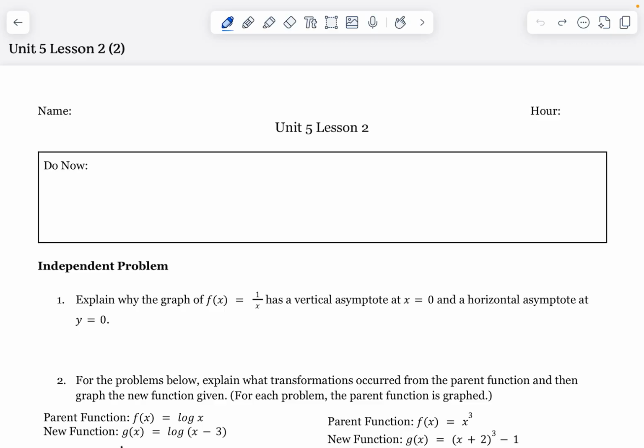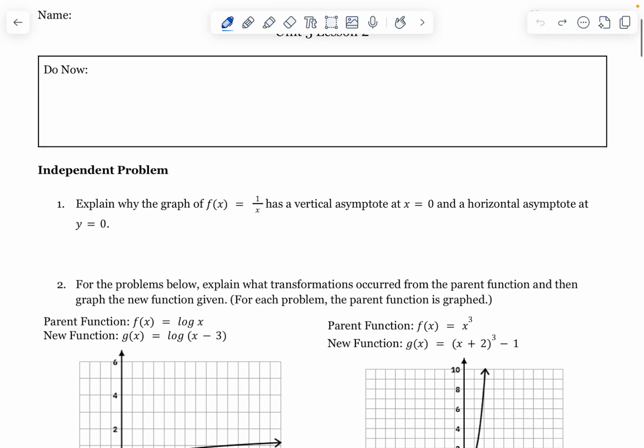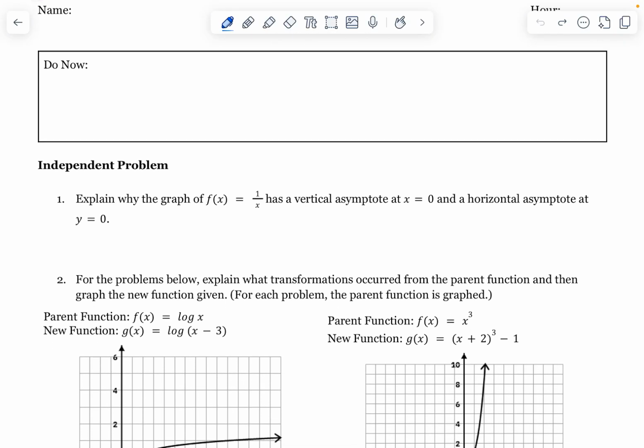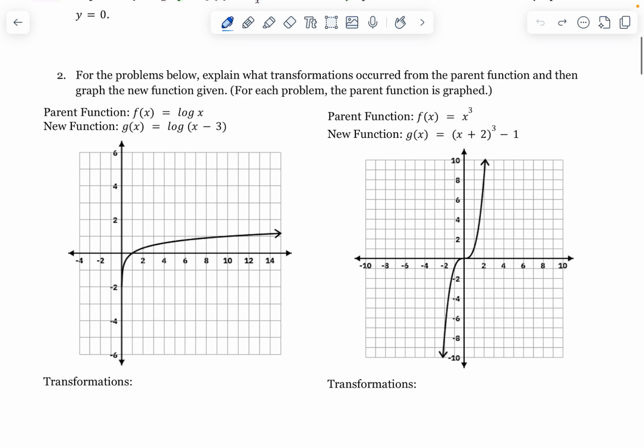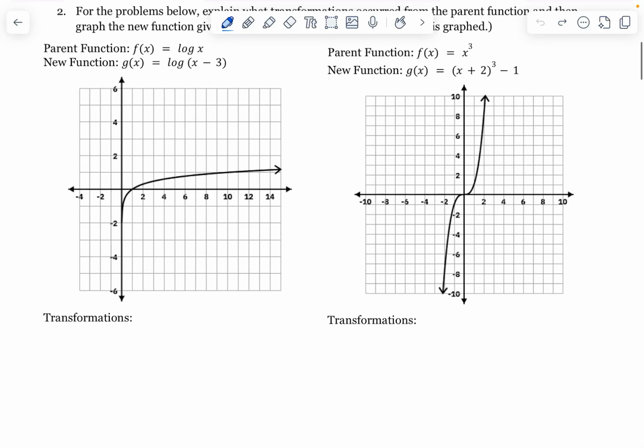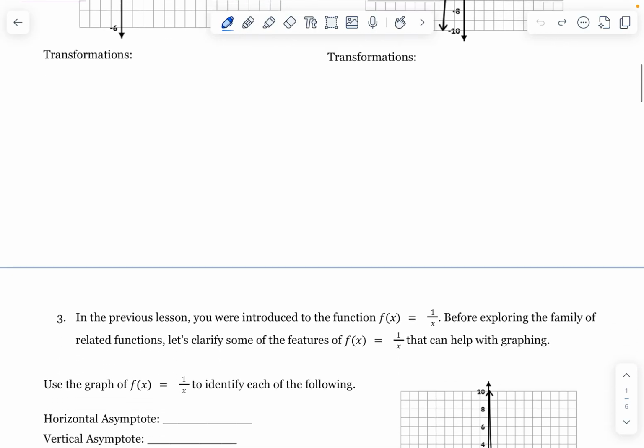For the first page, question 1 here is review from lesson 1, so I want you to try that one on your own. For question 2, we want to remind ourselves about transformations, so I want you to try question 2 on your own. After you get those done, you can check the answer key online. But I do want to look at what we're doing today for lesson 2.